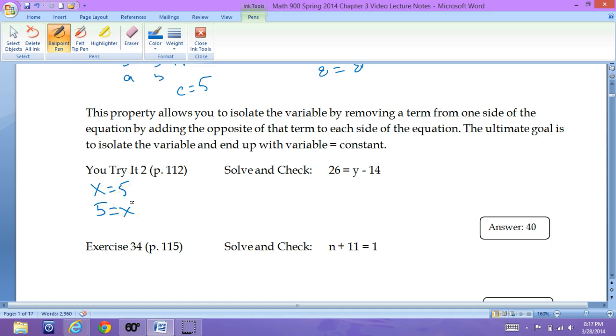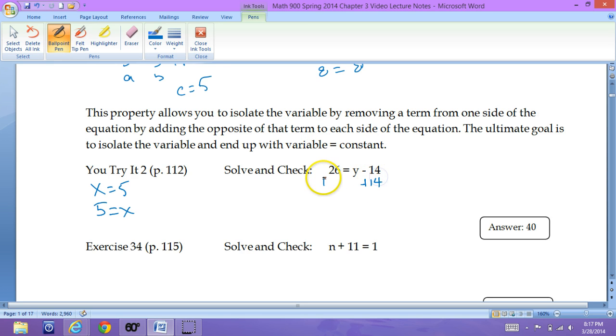I like to keep my variables positive, so if at all, I'm going to try to keep the variable positive on whichever side it's already positive on, and y is positive here, so I'm not going to move it to the left. I'm going to leave it there, which means I have to get rid of the negative 14. So we have to do the opposite of what's there, and this says we're going to add the opposite of the term to each side.